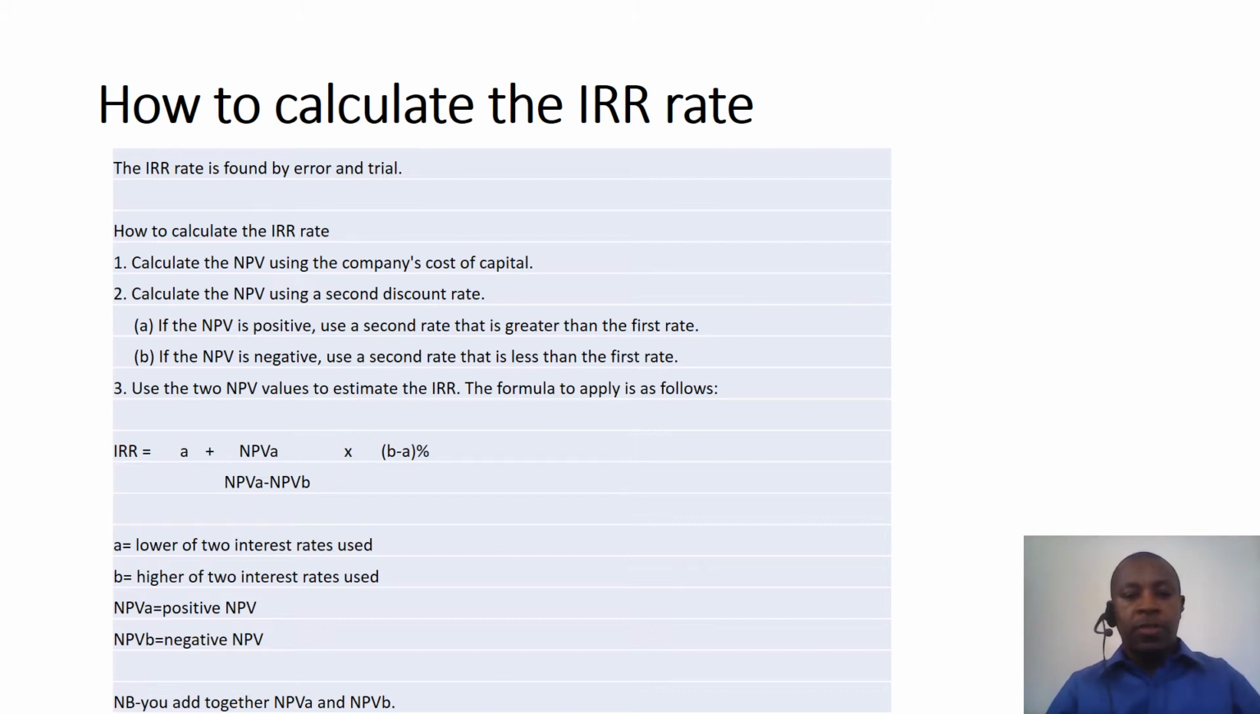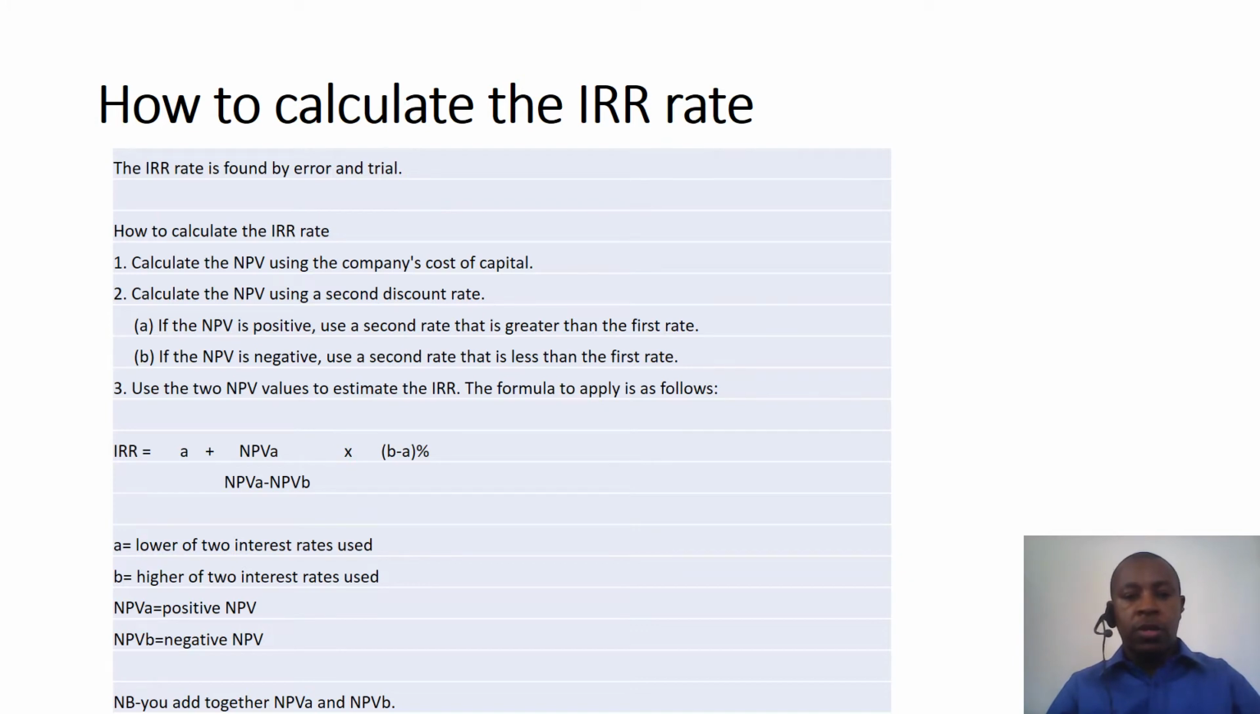If the net present value is positive, use a second rate that is greater than the first rate. If the net present value is negative, use a second rate that is less than the first rate. Step 3: Use the two net present values to estimate the IRR.